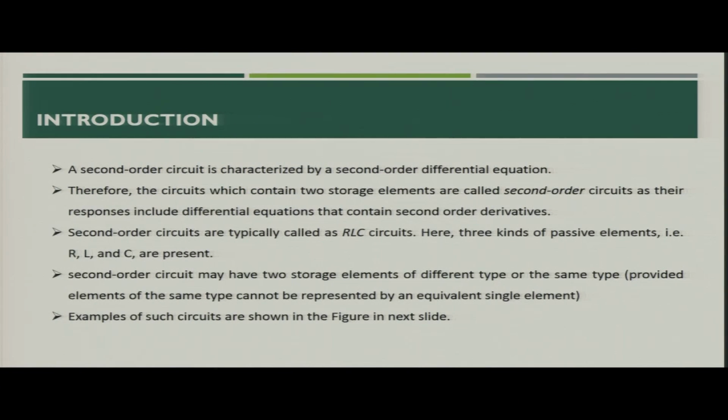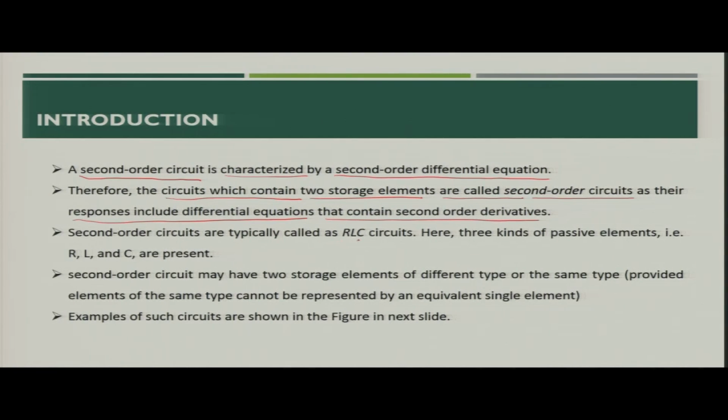So, let us start the discussion about the second order response. Let us first understand what we mean by a second order circuit. A second order circuit is characterized by a second order differential equation. When a second order differential equation governs a particular circuit, that circuit can be considered a second order circuit. We can also say that a circuit which contains two storage elements, particularly inductors and capacitors, is called a second order circuit, because its responses include differential equations that contain second order derivatives.